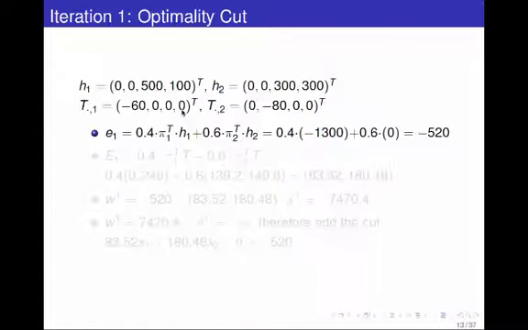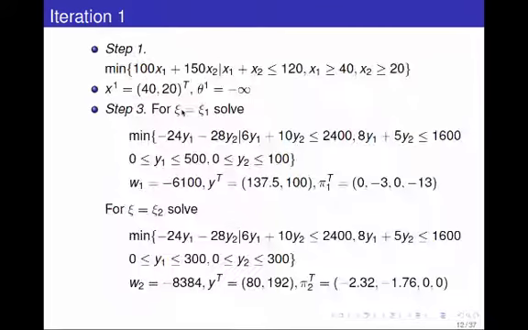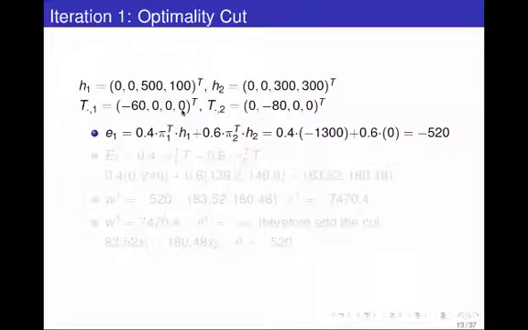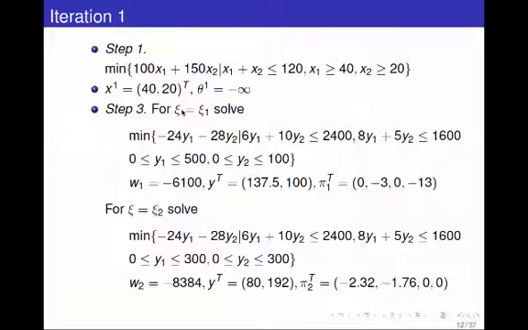Okay, so here is the data we need to compute the cut. h1 is 0, 0, 500, 100. If you remember, h1 is the right-hand side of the second stage constraint. So my question to you is, why is h1 not 2,400, 1,600, and 500, 100? Instead, there's 0 here and 0 here for h1. Because this is Wx units.